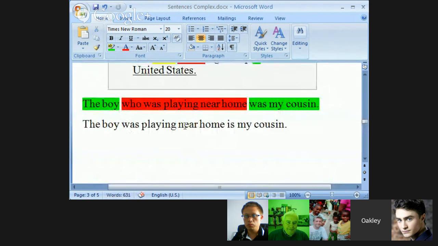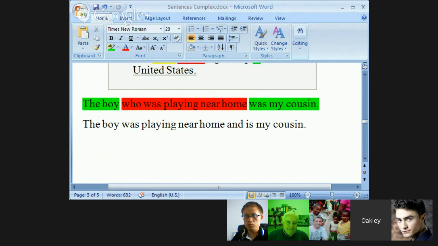The boy was playing near home. Is my cousin. Is my cousin is a fragment. That's why. There's no noun which the verb acts on. You want to combine it with this subject. You can say the boy was playing near home. Maybe is my cousin.